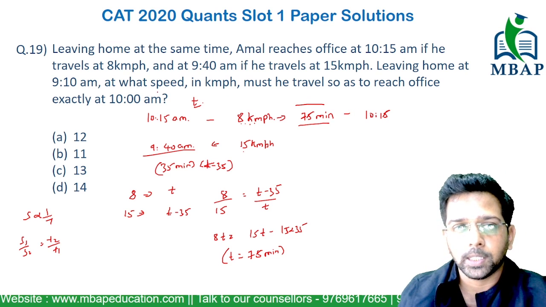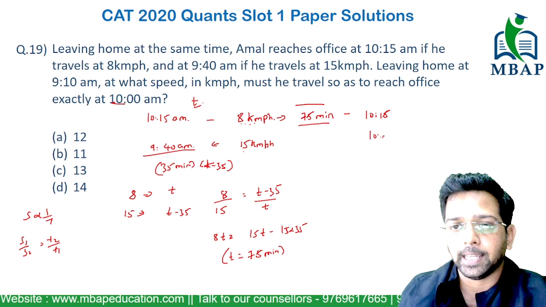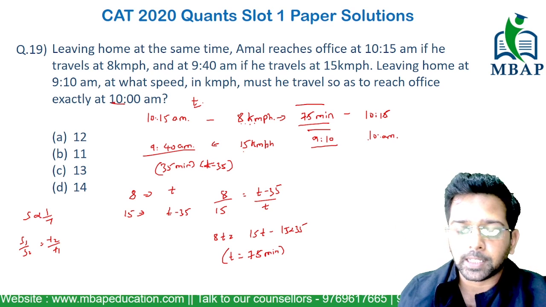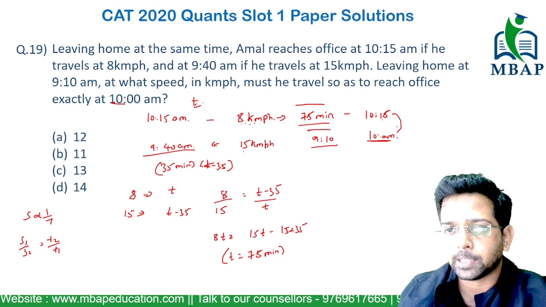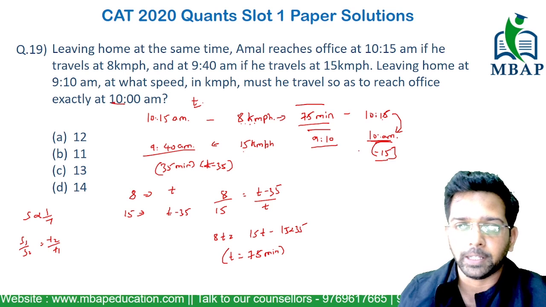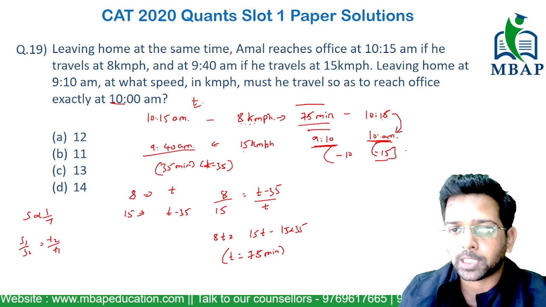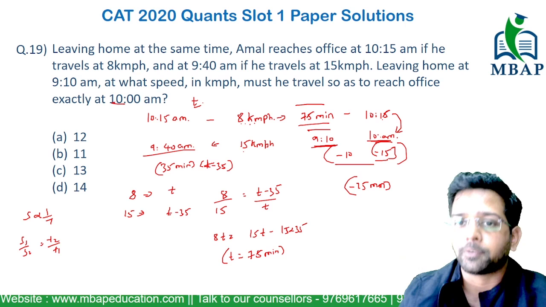This time, the question is at what speed does he actually have to travel to reach office at 10 a.m.? He has to reach at 10 a.m. now, but he's leaving at 9:10. Now, the difference in time will be what? From 10:15, he has to reach at 10 a.m. So possibly you will say I have 15 minutes less. But here, you also have leaving at 9:10. So basically, the overall time difference will be 10 minus 15, which is 25 minutes less. So in the final instance, I've got 25 minutes of time difference.